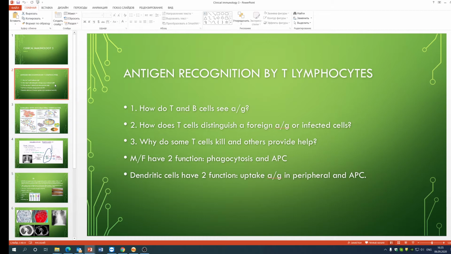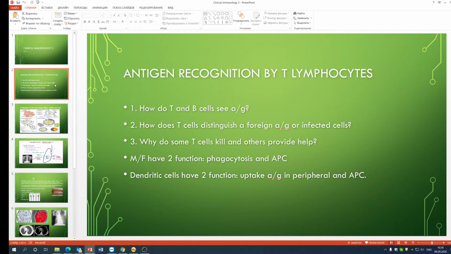Questions to consider. How do T and B cells see antigen? How do T cells distinguish a foreign antigen or infected cells? Why do some T cells kill and others provide help?